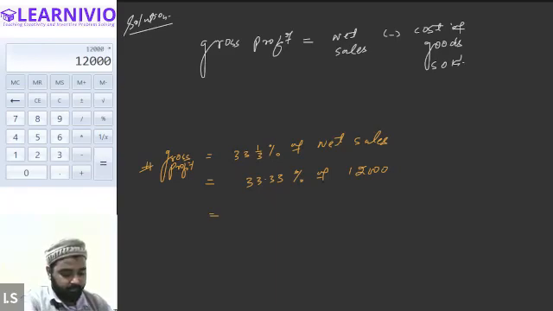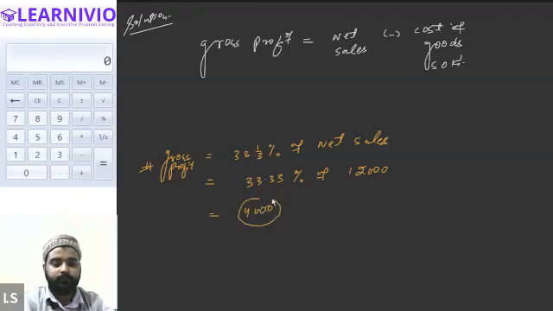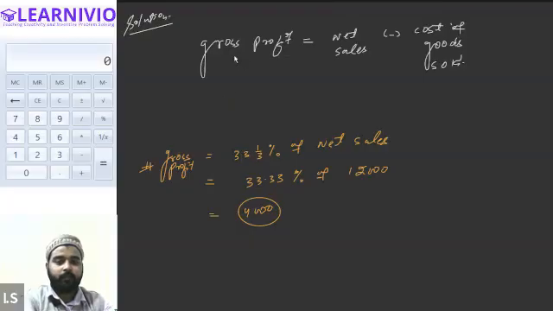12,000 multiplied by 33.33%. It will be around 4,000. So gross profit is 4,000. Is this clear, Alexander? Yes, sir. Is the gross profit clear to you? So now here you can write down the value of the gross profit, 4,000, right?